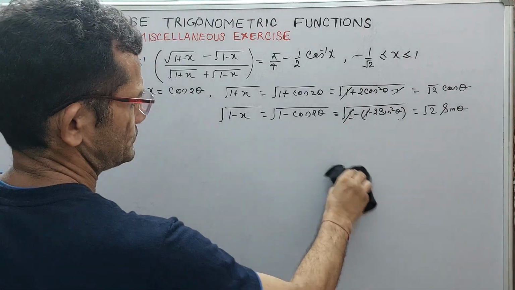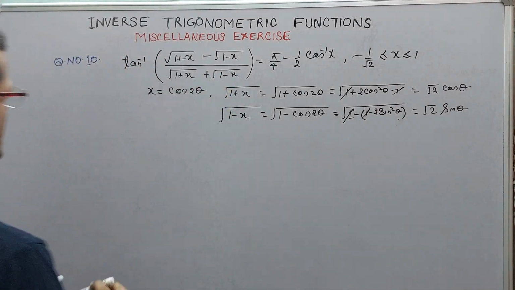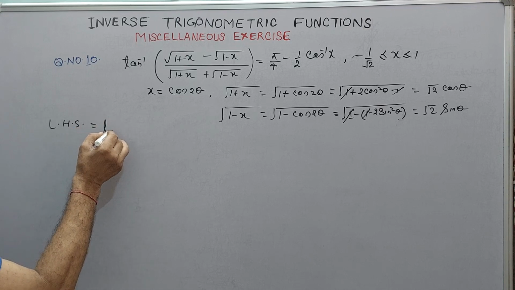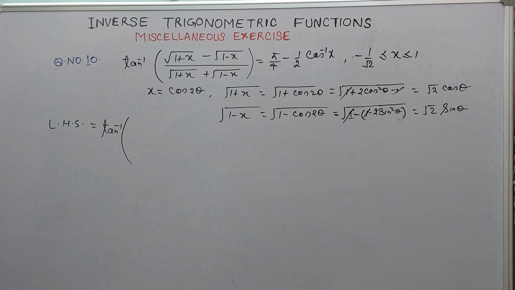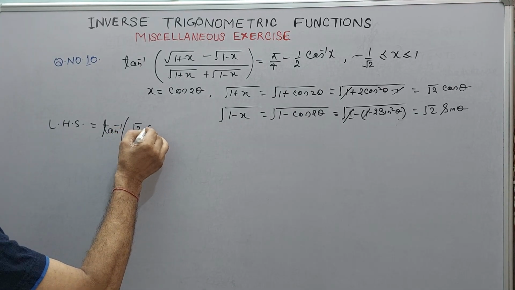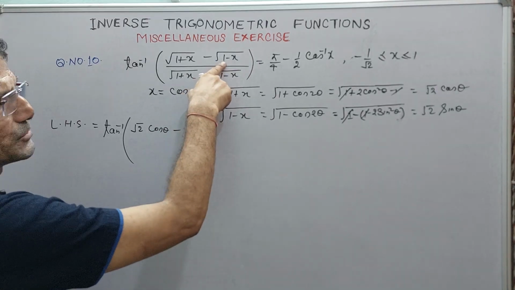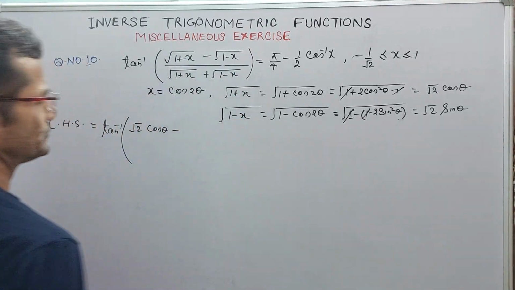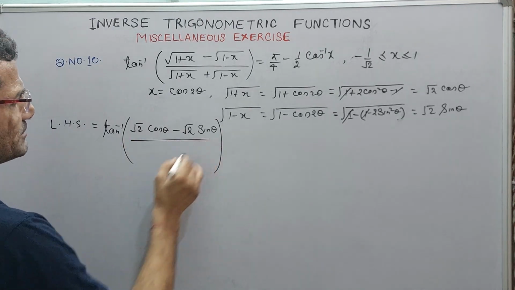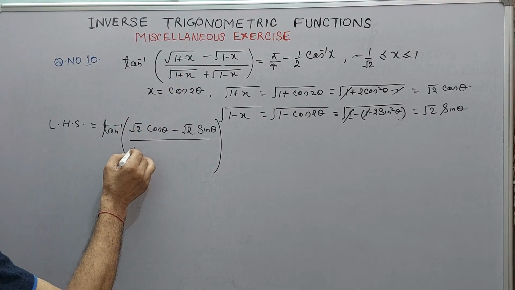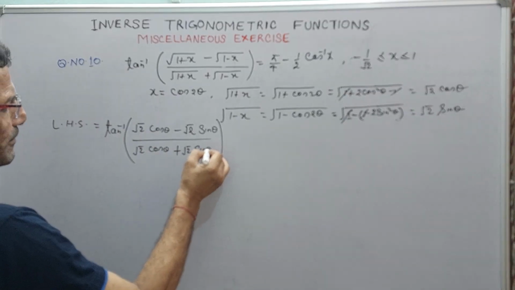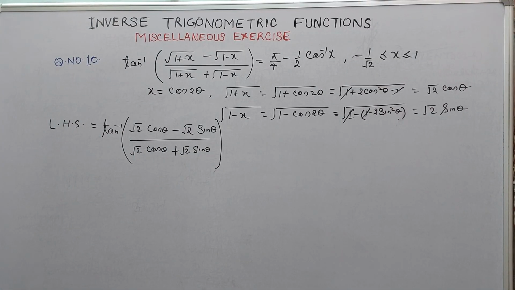So now putting the values in the left hand side, our left hand side expression is equal to tan inverse of root 1 plus x replaced by root 2 cos theta, and minus root 1 minus x replaced by root 2 sin theta, divided by again root 1 plus x, this value, and plus root 1 minus x, this value. So now this is the value. Now simplify this.